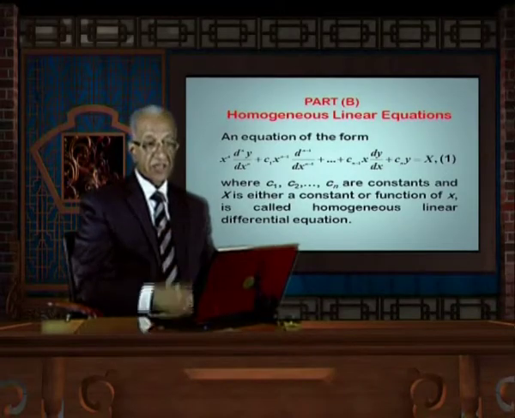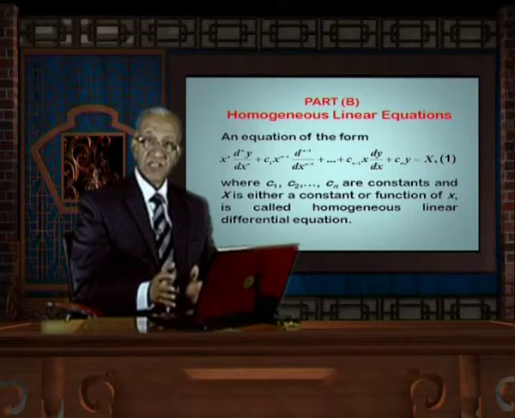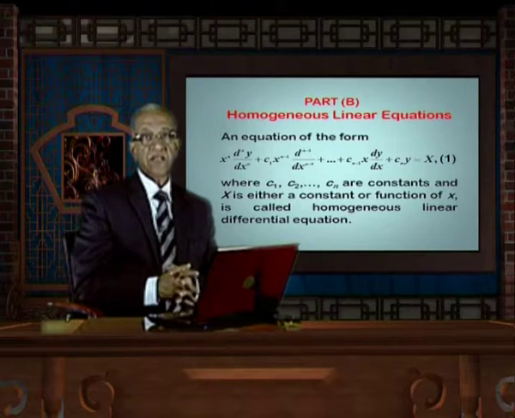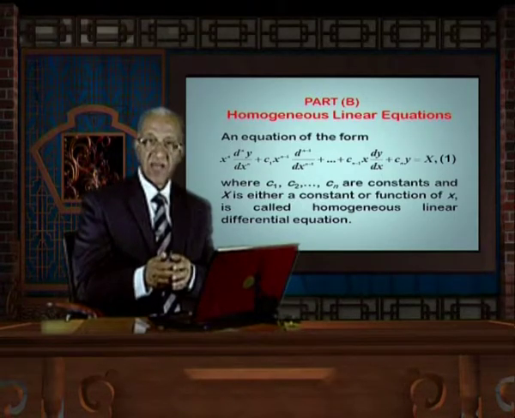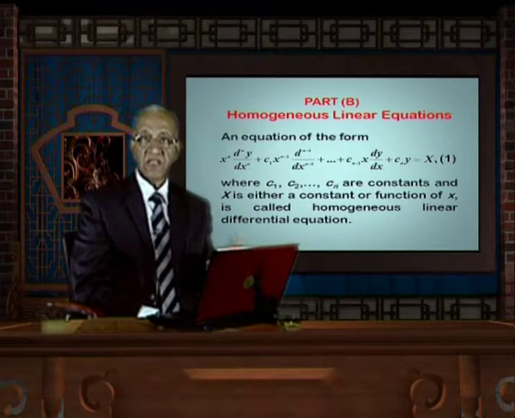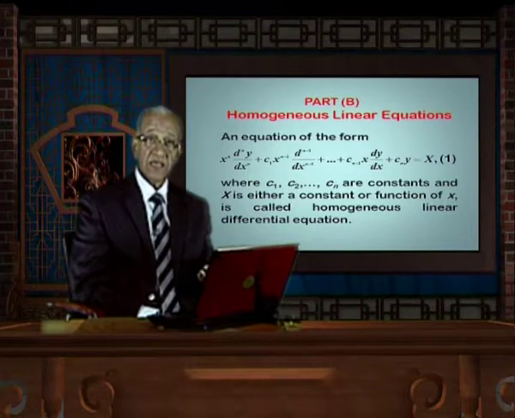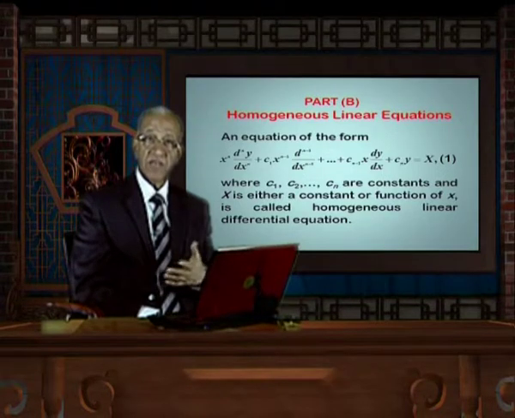Part b, as you can see, is homogeneous linear equations. By homogeneous, the basic thing, you can see what is written here. The power of the variable should be the same as the order of the derivative. For example, if you have x square, then the derivative order should also be second. If you have x power 3, then we should have the order of the derivative as d3y upon dx cube.